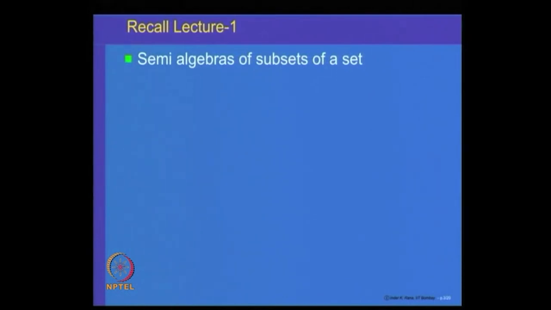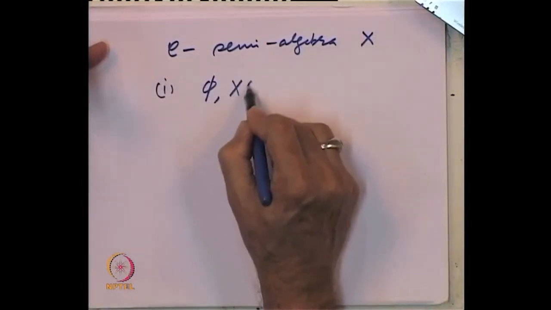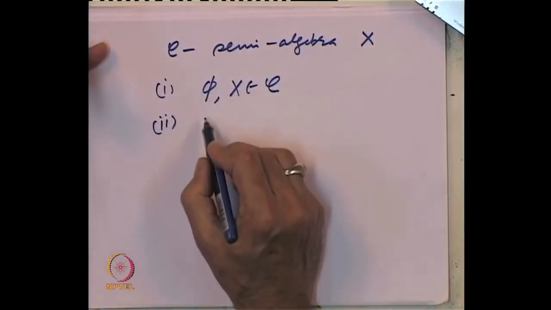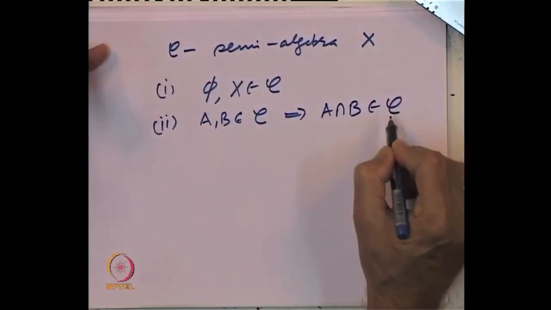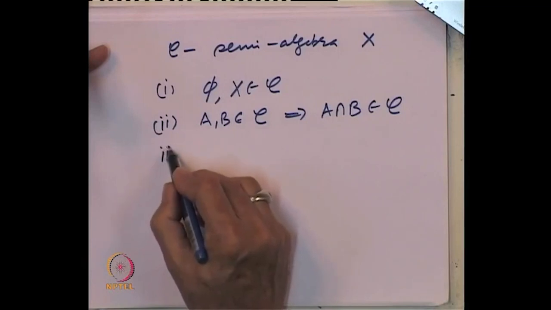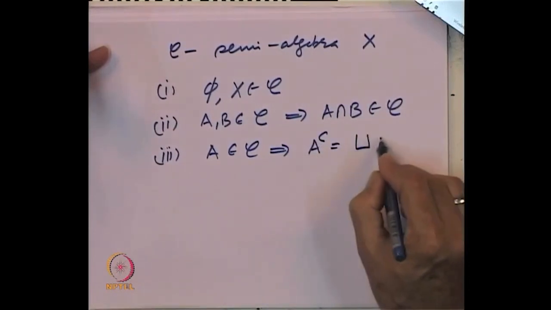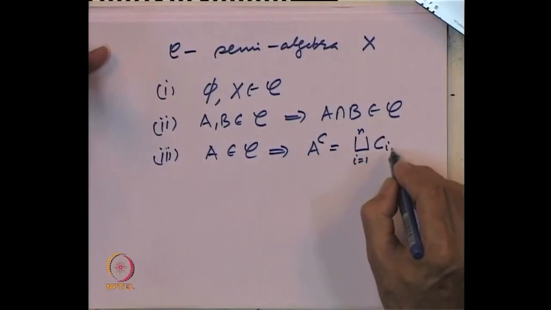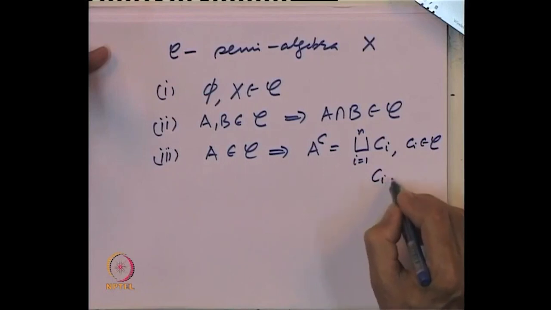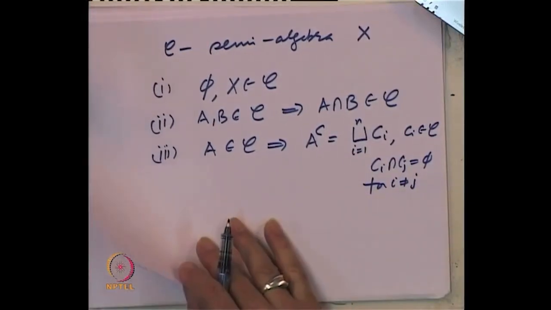It was the collection. So, let me just recall, a semi algebra C of subsets of a set X has the following properties: the empty set and the whole space belong to it, and secondly, for A and B belonging to C, the intersection of these two sets is also an element of C, that is, the class C is closed under intersections. And the third property was that if A belongs to C, then A complement can be represented as a finite disjoint union of elements of the class C. That is, A complement is a union of elements C_i, where each C_i belongs to C, and C_i intersection C_j is empty for i not equal to j. So, such a class was called a semi algebra of subsets of X.